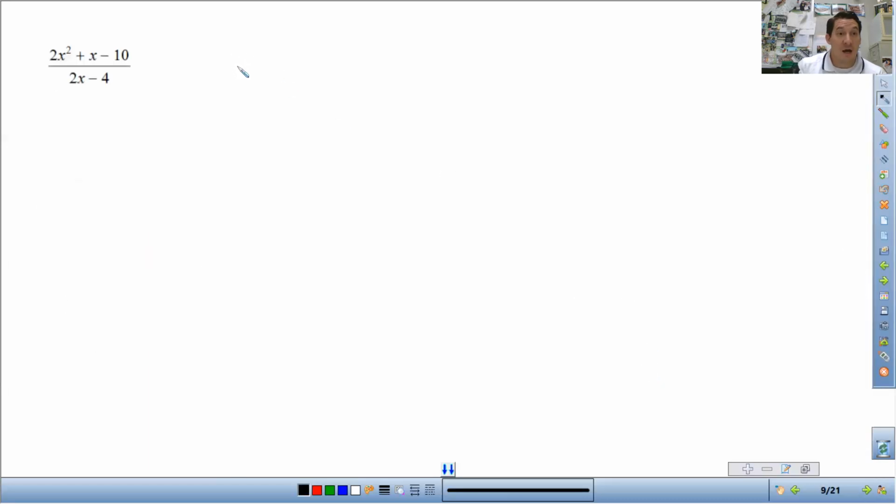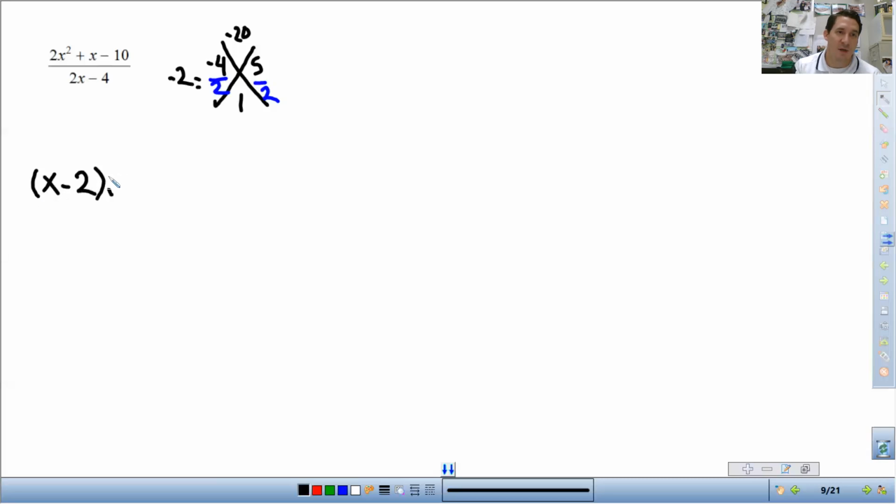Next one, I need to factor the top. So 2 times 10 is negative 20. 1 on the bottom. Factors of negative 20 that add to 10 are going to be negative 4 and positive 5. Don't forget to divide. Since we multiplied by 2 to get the top, we have to divide out that 2. So we get negative 2. So the factors on top are going to be x minus 2, and then this one is 2x plus 5.